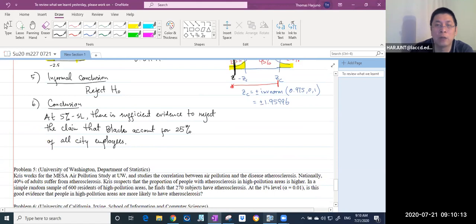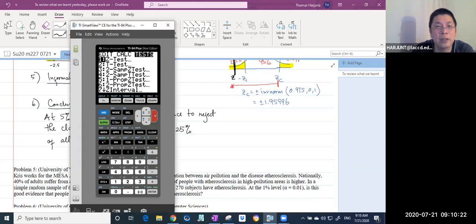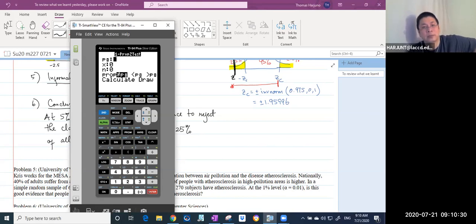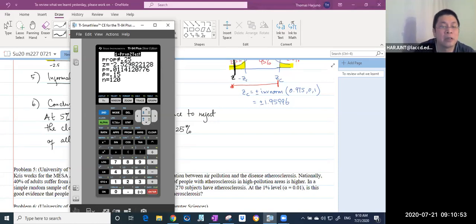Now, how about the calculator? Then it will be stat, test, 1 proportion z-test. What is our p0? 0.25. X is 18. N, the sample size, is 120. We are testing two-tail. Calculate. Okay, that's what we have there.